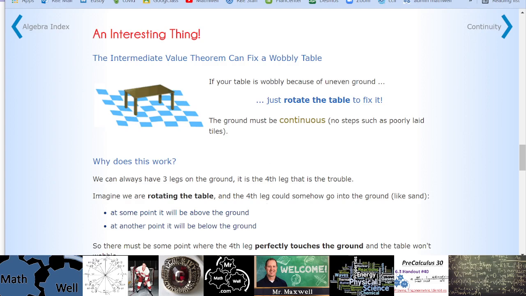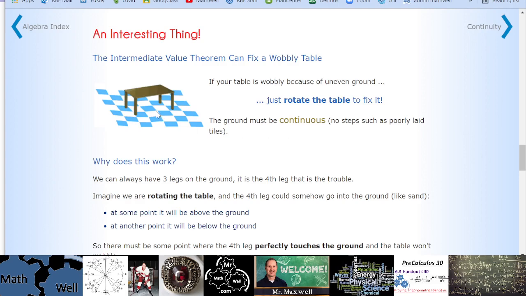The intermediate value theorem can fix a wobbly table. Okay, let's say your table is wobbly because of uneven ground. If you just continue to rotate it, you'll find some point where all 4 will touch the ground, because the ground itself is continuous. So if 3 legs are on the ground, the 4th is the one that's in trouble. As long as you rotate it so the 3 make contact, the ground won't be getting lower the whole time you spin it. It'll have to come up sometime, right? So you just keep spinning it and you'll get all 4 on there eventually.